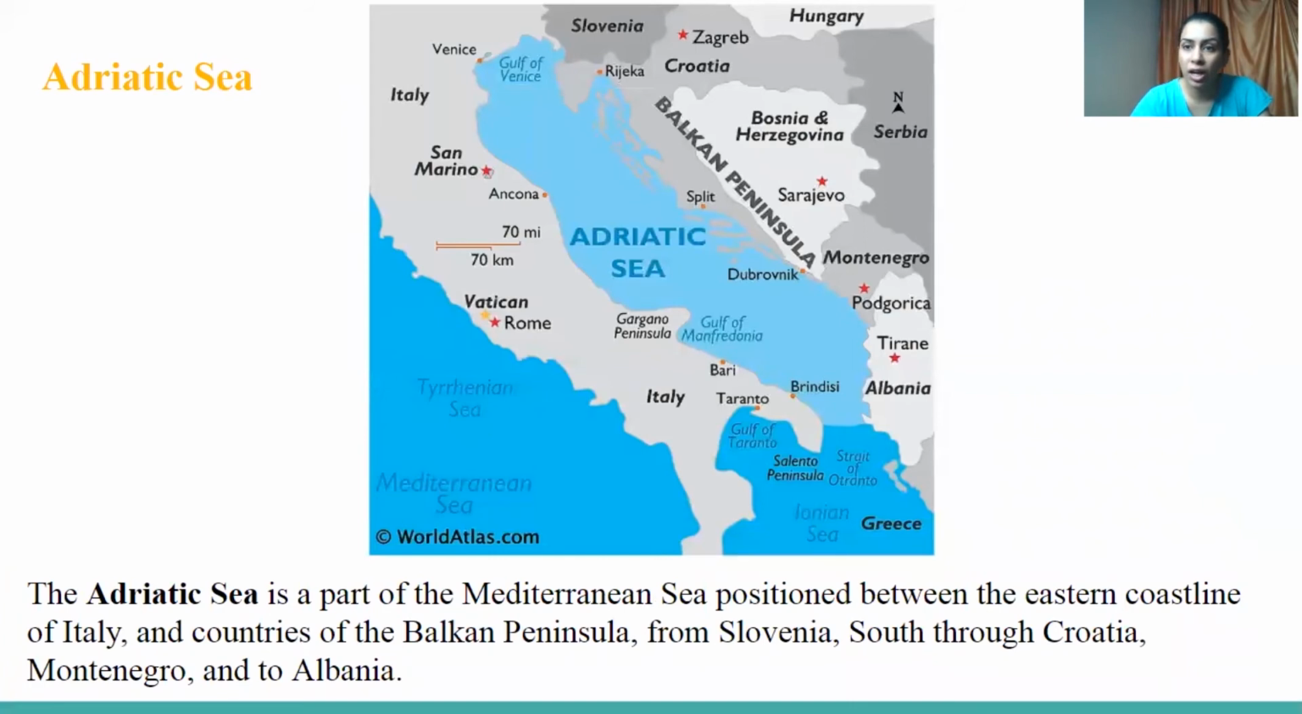The next is Adriatic Sea. The Adriatic Sea is a part of Mediterranean Sea positioned between the eastern coastline of Italy and countries of Balkan Peninsula from Slovenia, south through Croatia, Montenegro and to Albania.